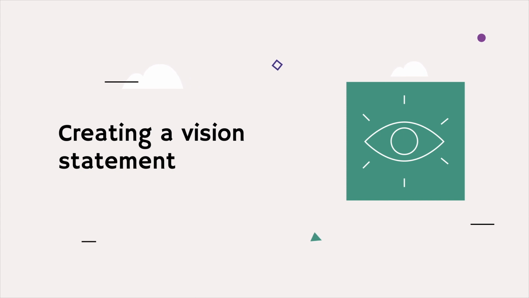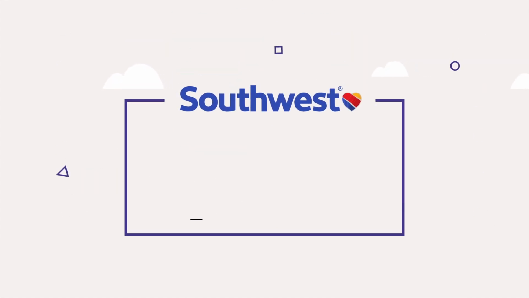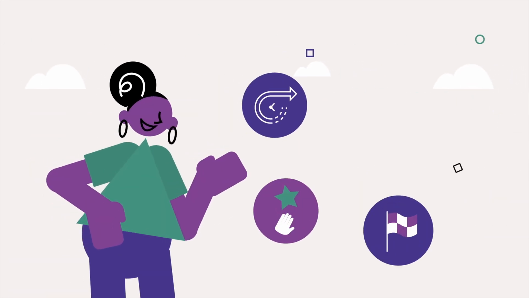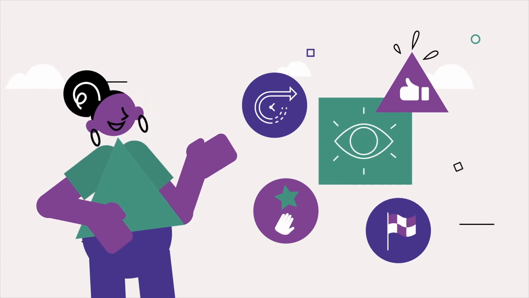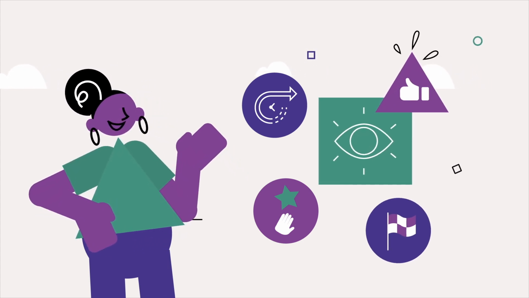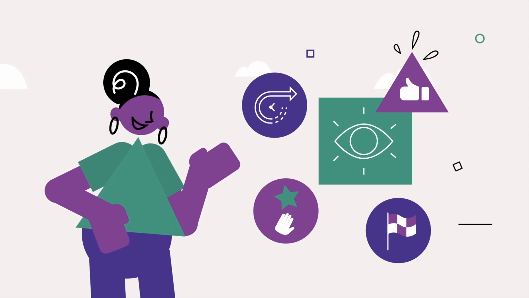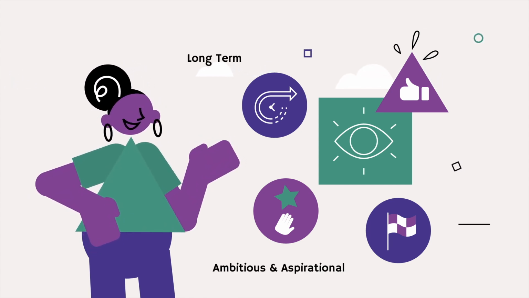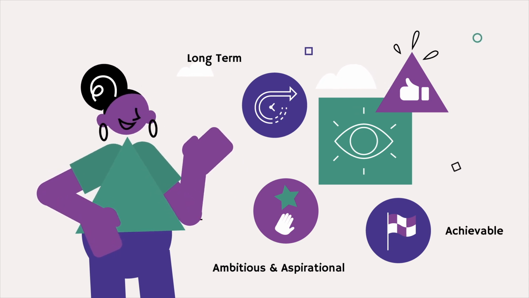Let's begin by examining this vision statement from Southwest Airlines. To be the world's most loved, most efficient, and most profitable airline. This statement is an excellent example of a vision statement that possesses all of the qualities that you should aim for in your own vision statement. It is focused on the long term, it's ambitious and aspirational, yet it still feels achievable.